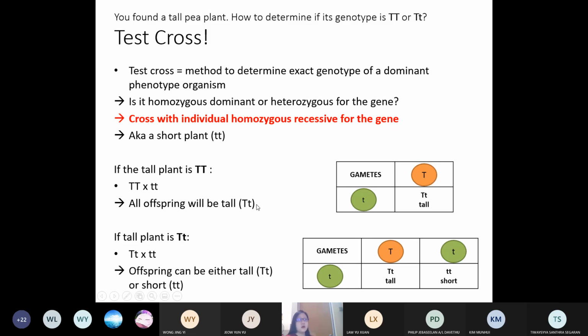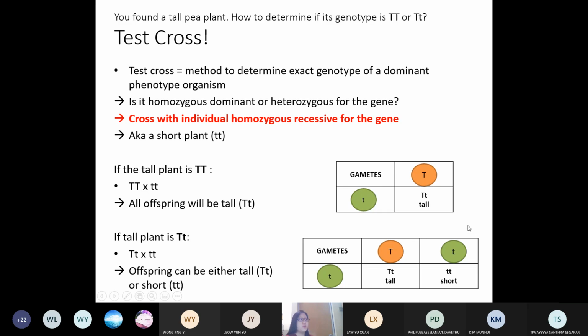Is it all tall? If it's all tall, it's homozygous dominant. If there is some short, just even one short among that, like, you know, 10 tall, you know that, hey, this tall plant must be heterozygous. Understand? Doesn't even need to go to the 1-to-1 ratio. As long as it has a short plant as the offspring, you go like, this one is heterozygous. Because if it's homozygous dominant, it has no chance of it becoming short. It must be tall. So that's a test cross.